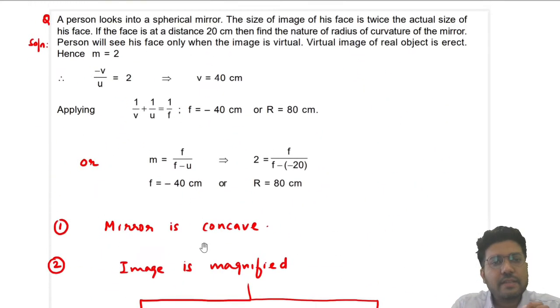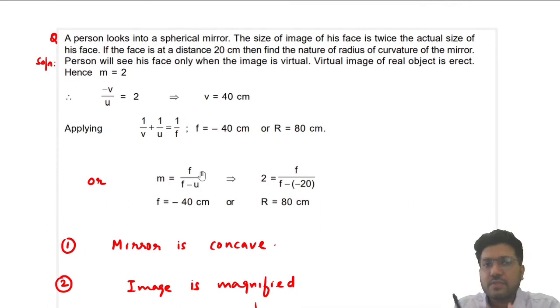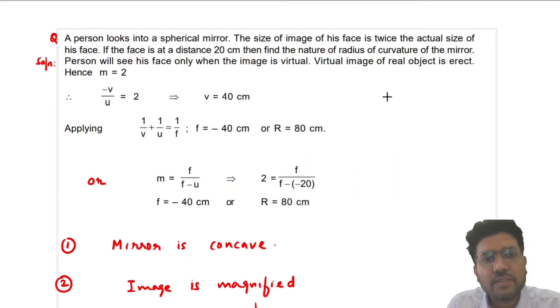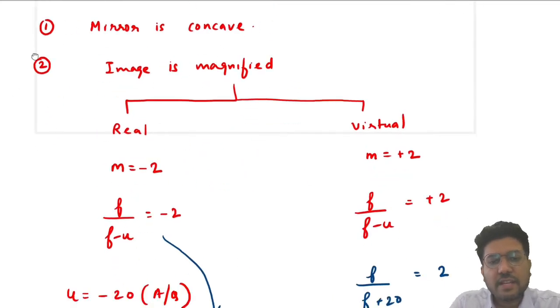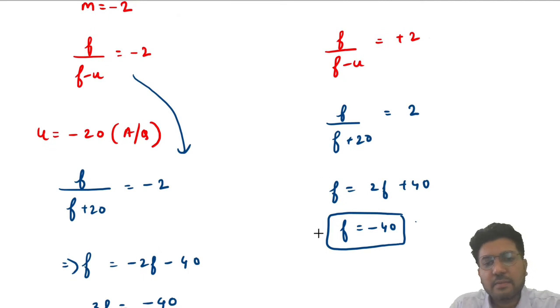Now let us see the question carefully. A person looks into a spherical mirror. So the person is looking into a spherical mirror and he is seeing his own face. He can see his own face only if the image is virtual. If the image is real, he will not be able to see his own face through the eye, because reflected rays will not enter his eye. So again I'll repeat, he will be able to see his own face only if the image is virtual. That means we have to take this case, and in this case the answer will be minus 40.